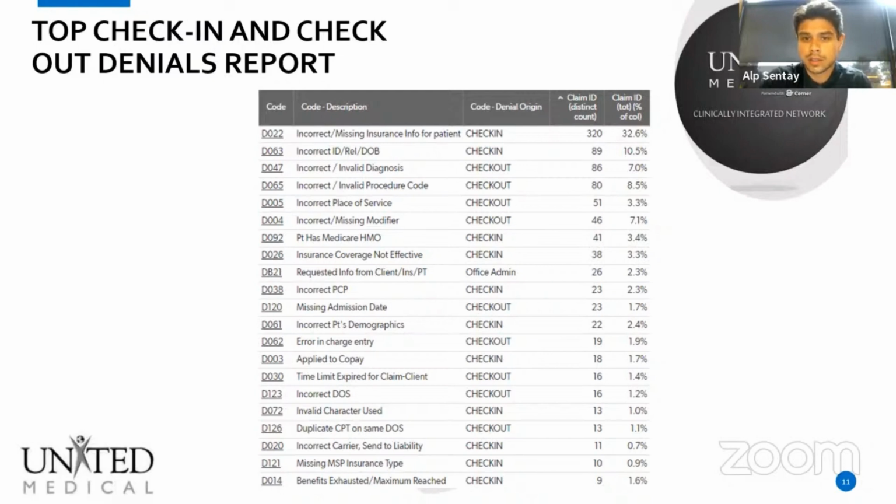So at the top of our list here, we have a check-in related denial, which was at 320 denials for the last 3 months for this client, which is the incorrect or missing insurance information for patient. And this is check-in related. Then the second one on our list is a D063, which is incorrect ID, relationship, date of birth. This is again check-in related. There was 89 of these, and the list keeps going on like this.